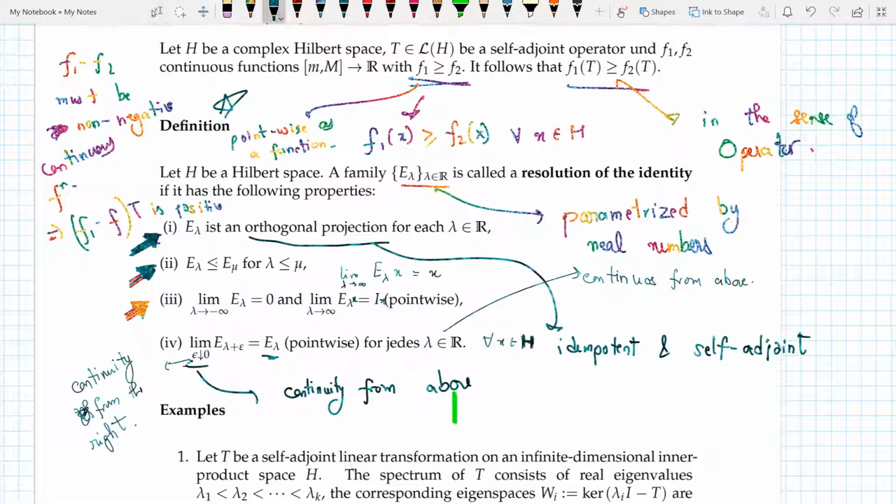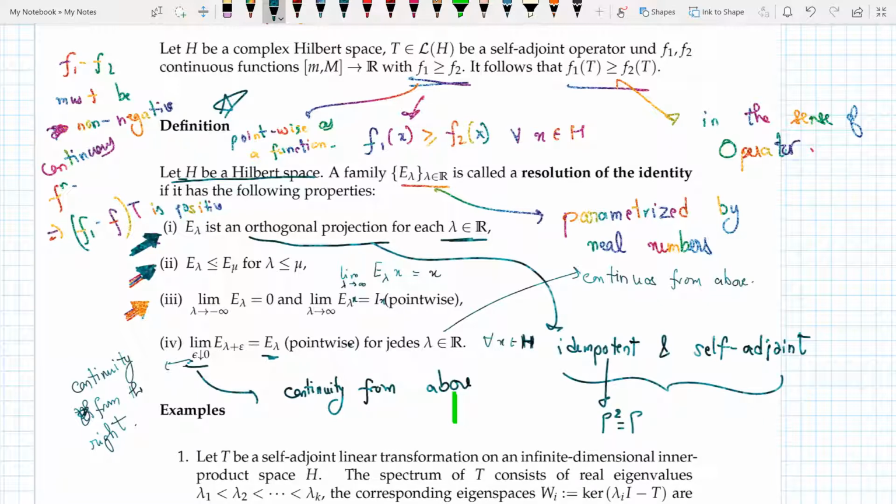So the idea is: let H be a Hilbert space, and a family E lambda, parameterized by lambda, is called a resolution of the identity if it has the following properties. What are the properties? The first is that E lambda is an orthogonal projection for each lambda belonging to R. Now, orthogonal projection means that it is idempotent and self-adjoint. Idempotent is simply P squared equals P.